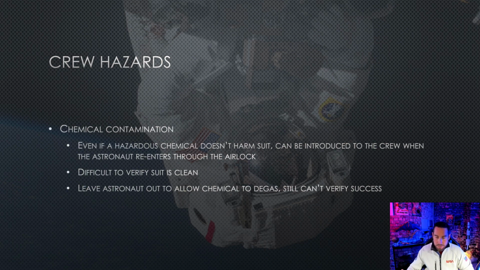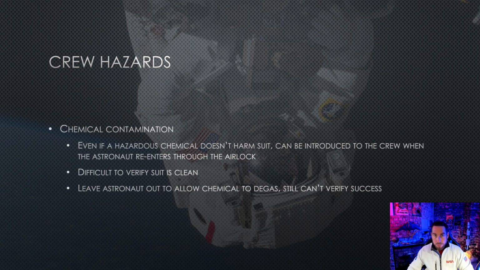The problem is, I already mentioned that if they do get the stuff on them while they're in the EVA environment, it's hard to verify the suit's clean while they're out there. In theory, they can leave the astronaut out there for a longer period for that chemical to degas and leave the suit, but you can't verify that actually worked. So that becomes a concern of being exposed to something in the vacuum and then bringing it back in through the airlock.